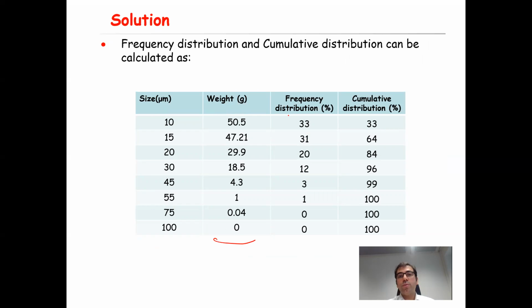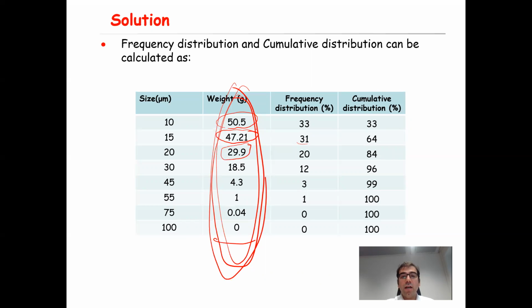For the frequency distribution, you need to divide 15.5 by the summation of all the weight, and then you get 33. For the second one, you need to divide 47.21 by the summation of the entire weight, then you get 31. For the next one, 29.9 divided by the summation of the entire mass, then you get 20%, and so on. So you have the frequency distribution.